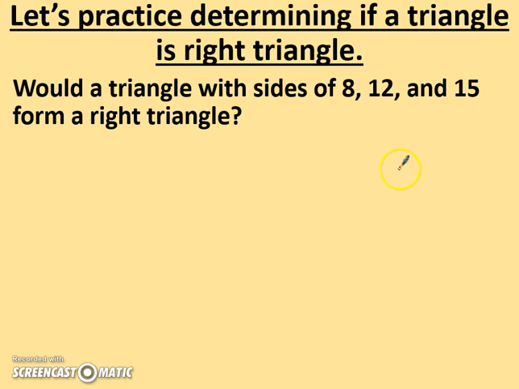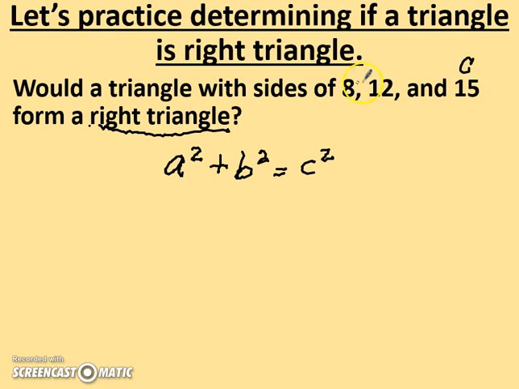Would a triangle with sides of 8, 12, and 15 form a right triangle? Now remember, if we want to know if it's a right triangle, we need to use the Pythagorean theorem, which says that a squared plus b squared equals c squared. Now, remember, the C is called the hypotenuse, which is the longest side of the triangle. So if we look at our three numbers here, the 15 is going to be our C because it's longer than 8 and 12. Therefore, 8 and 12 are our A and B.